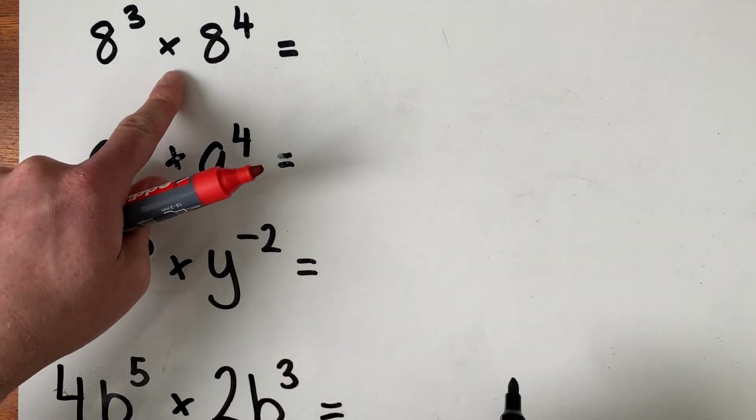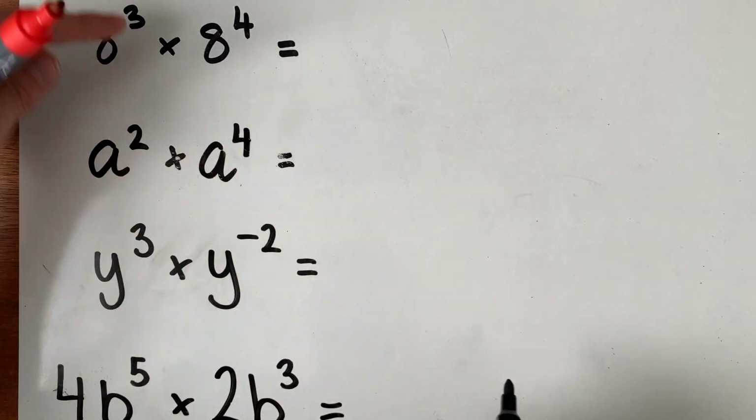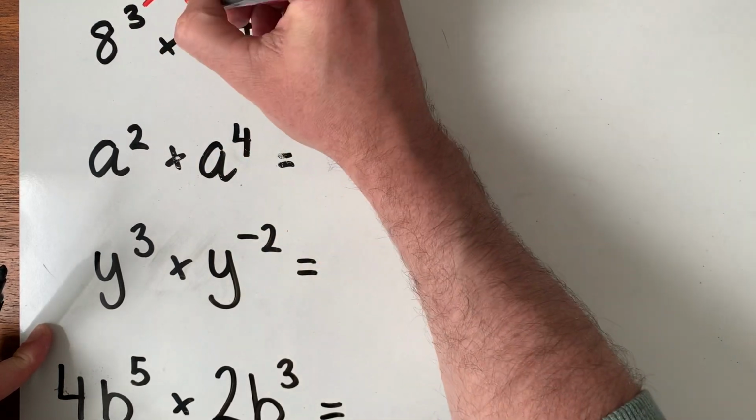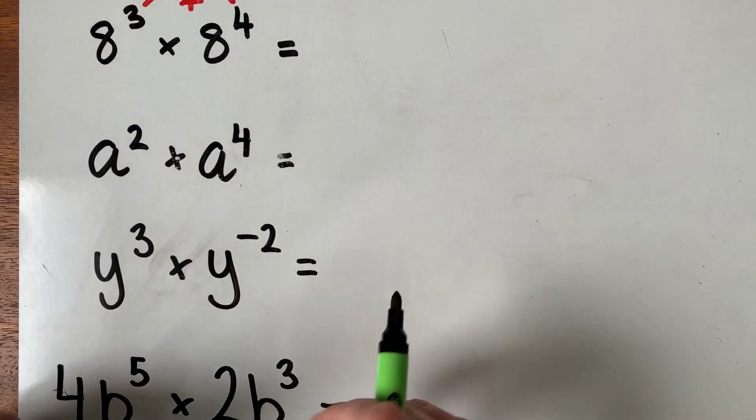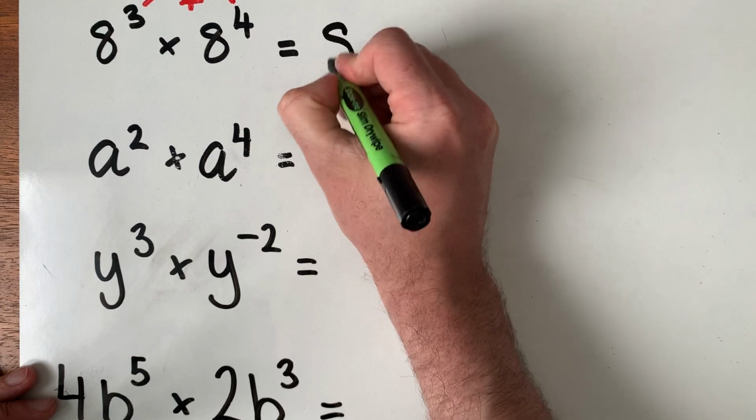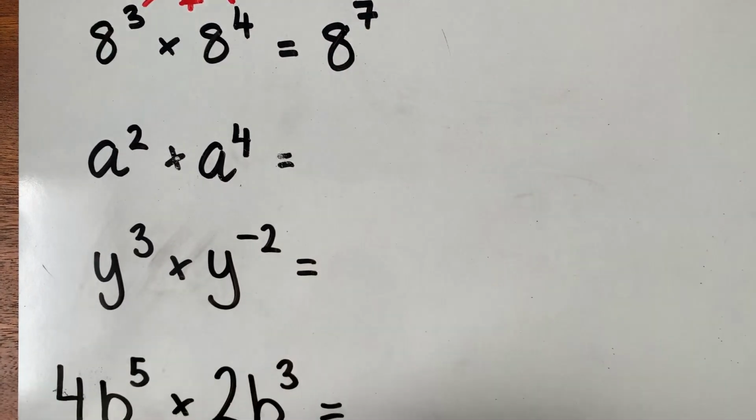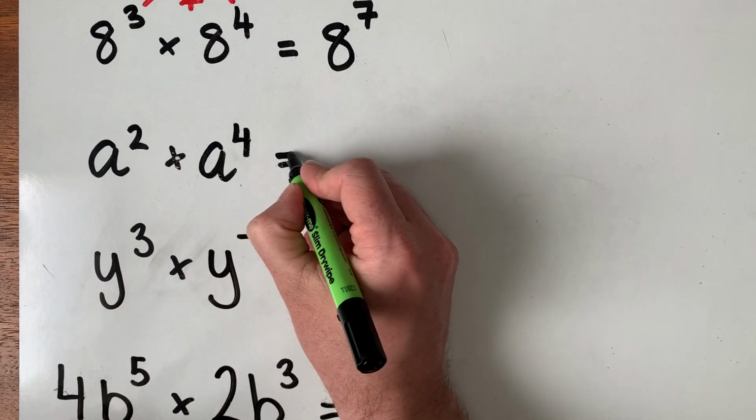If we're multiplying these terms together, then we add these indices. I'll just highlight that there. We're going to be adding these two values together. The base stays the same, so we've got the value 8. How many times have we multiplied 8? 7 times.